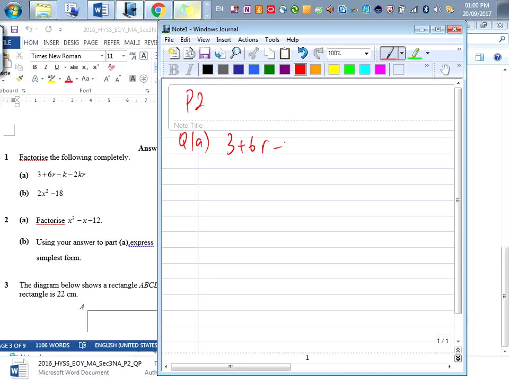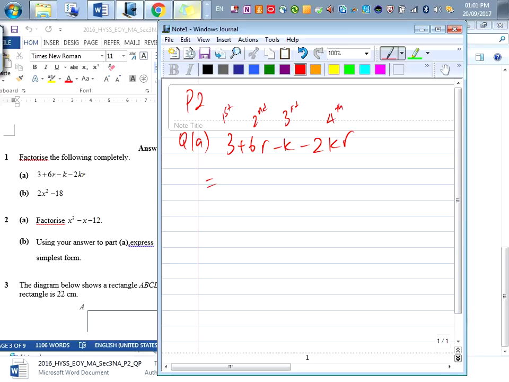3 plus 6a minus k minus 2k a. So take out all your common factors first. We can choose, over here we have 4 terms. So with 4 terms, our final answer will most likely look like this, where we have 2 terms and another 2 terms. Like what I have told you, we can choose to call this the first term, second term, third term, and the fourth term.